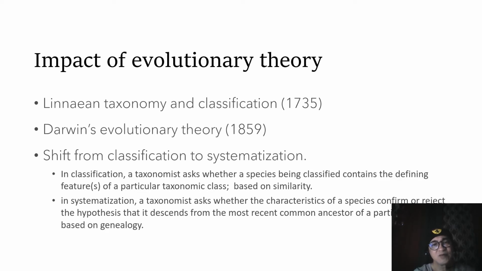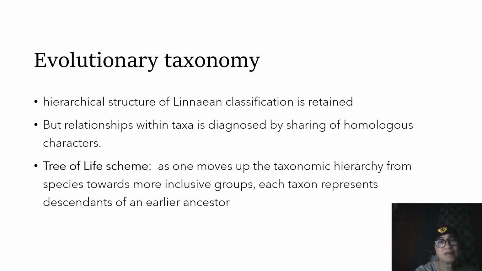In classification, a taxonomist asks whether a species being classified contains the defining features of a particular taxonomic class. In systematization, a taxonomist asks whether the characteristics of a species confirm or reject the hypothesis that it descends from the most recent common ancestor of a particular taxon. Thus, Linnaean taxonomy has shifted to evolutionary taxonomy. Although the nested hierarchical classification has been retained, the relationships of the population in question are now diagnosed according to shared homologous characters. Following the appearance of On the Origin of Species, tree of life representations have become more popular in scientific works.